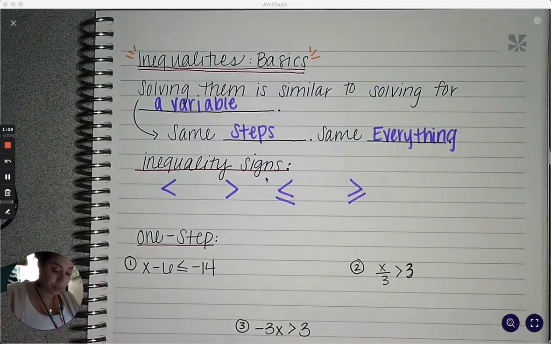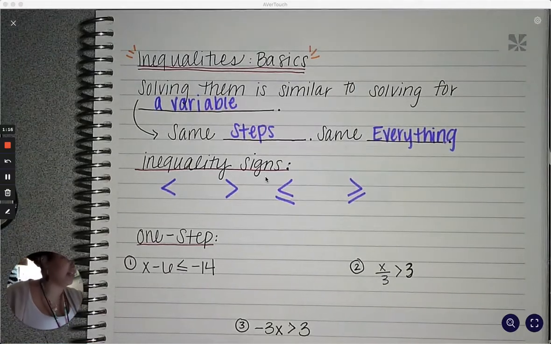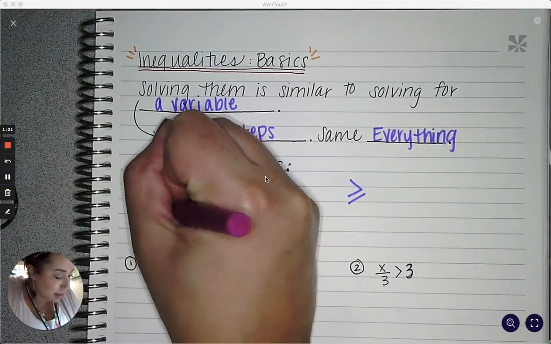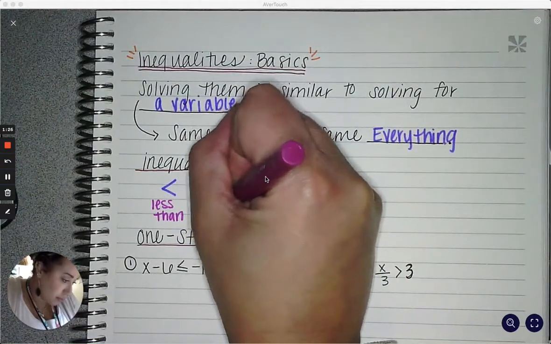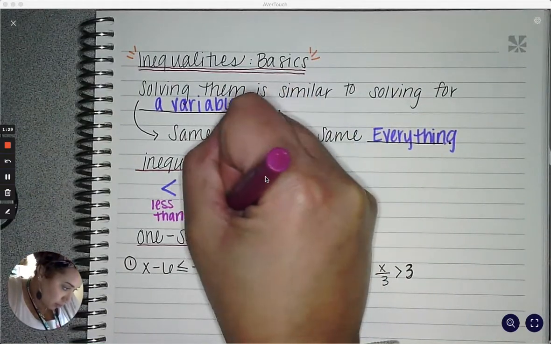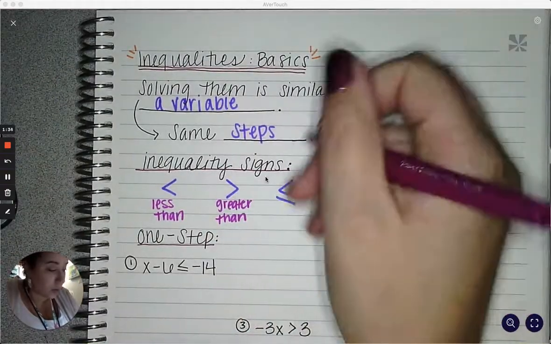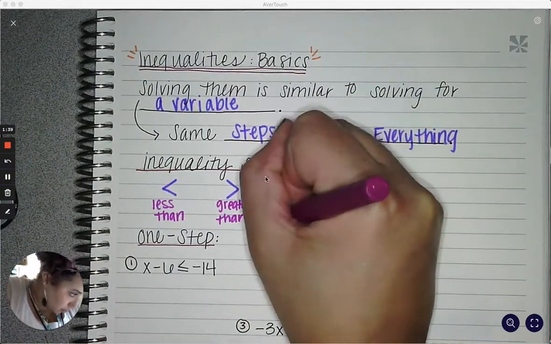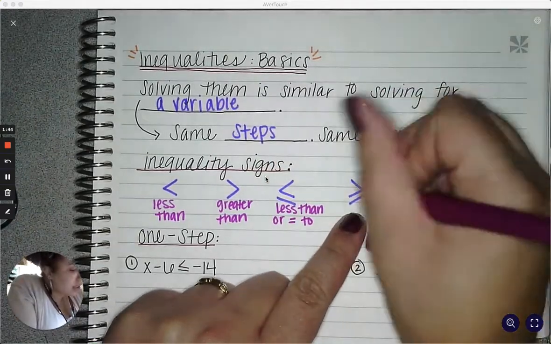Okay, so real quick, what these mean, because a lot of people know the signs, they just forget what they mean or little things like that. So this is less than. This is greater than. Okay, so we have less than, greater than, less than or equal to, and this one is greater than or equal to.